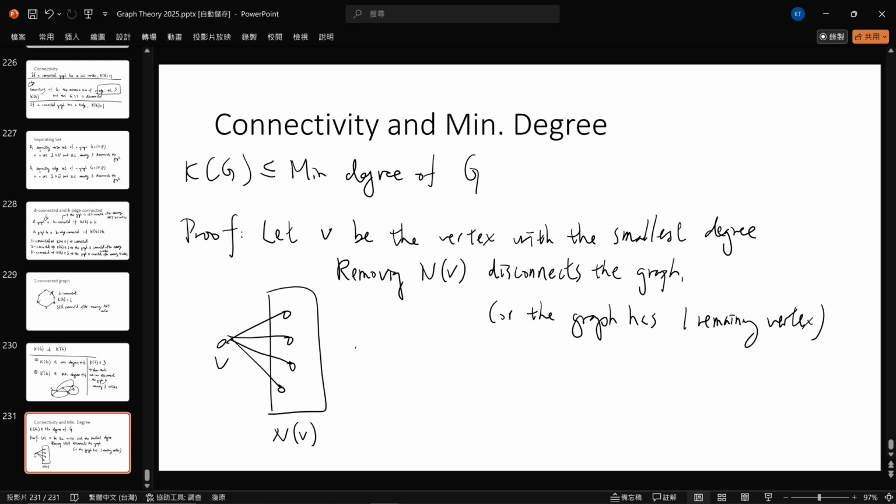And that's it, okay? So the connectivity of the graph must be smaller than or equal to the size of N(V). In other words, it is at most the size of N(V). And this is just the degree of V, which is the minimum degree. Okay.